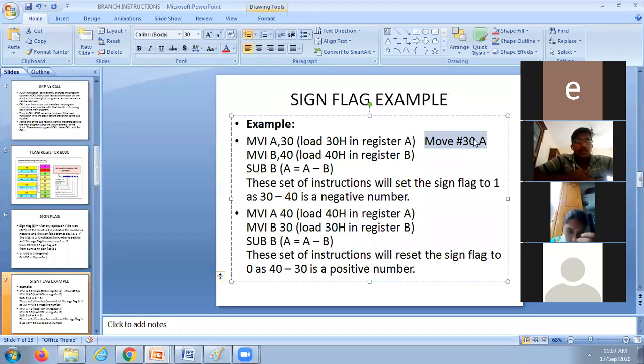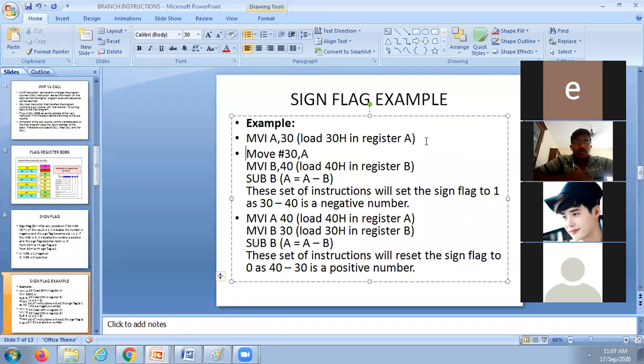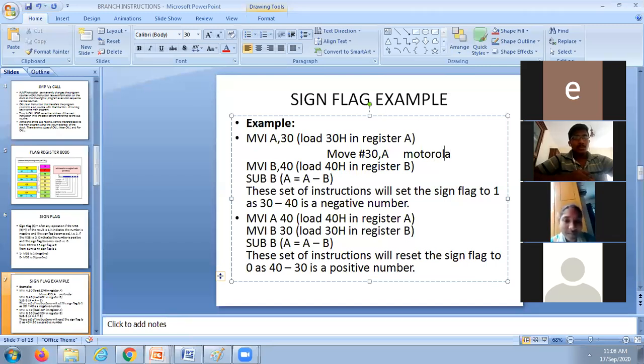But here, what is the syntax followed? Opcode followed by what? Source or destination first? Source followed by destination. Okay. This is the syntax of what processor? Motorola processor.